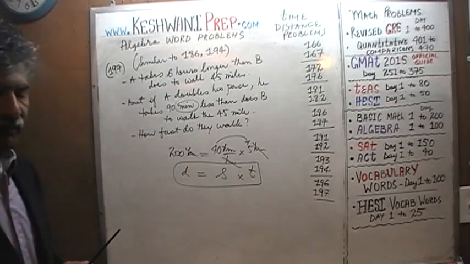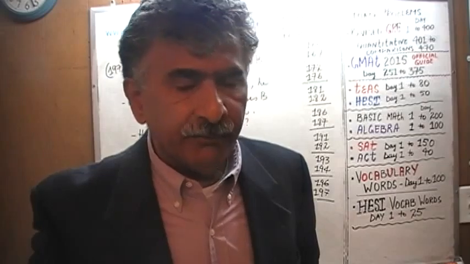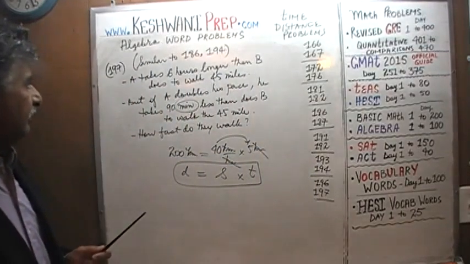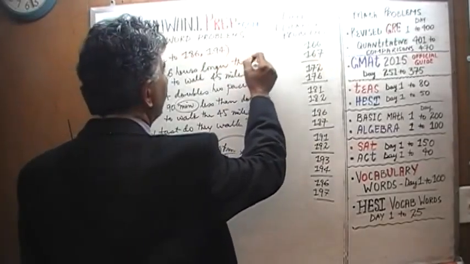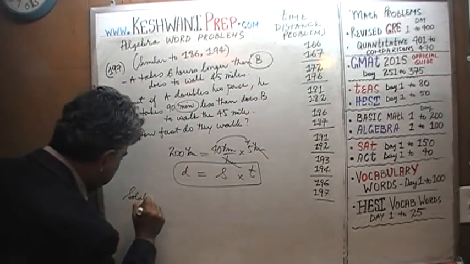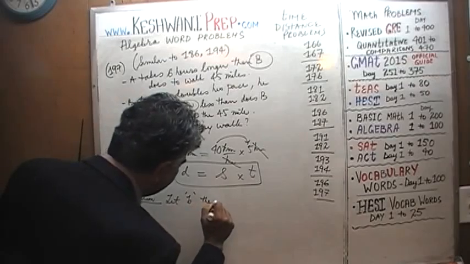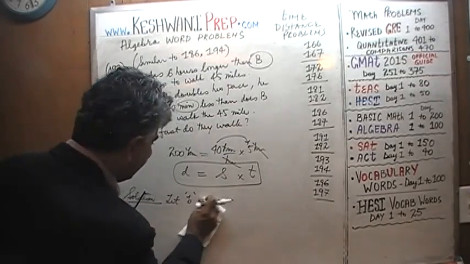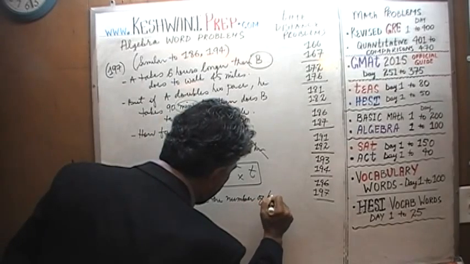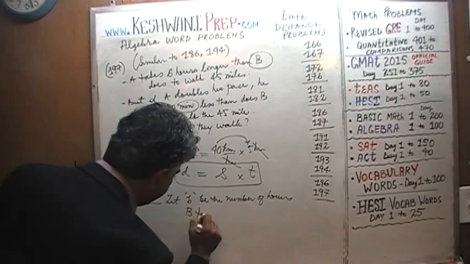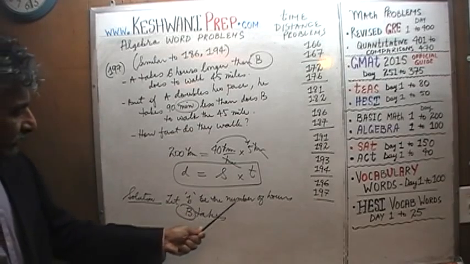First thing first, specify our variables. It says A takes 6 hours longer than does B. So let's give a variable for the time that B takes. Here's our solution. Let letter b represent the number of hours B takes. So capital B is the person's name. We're using small letter b to represent the number of hours that B takes.